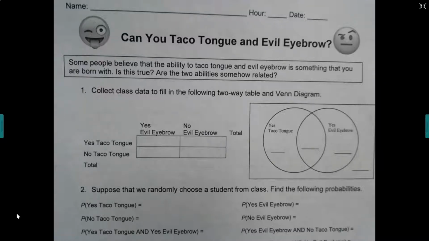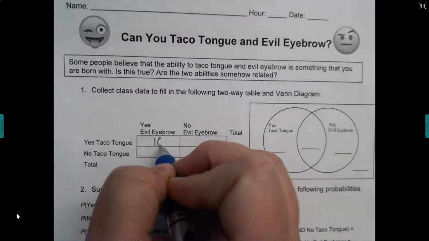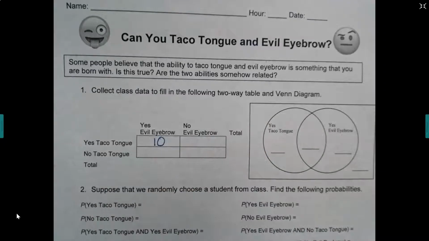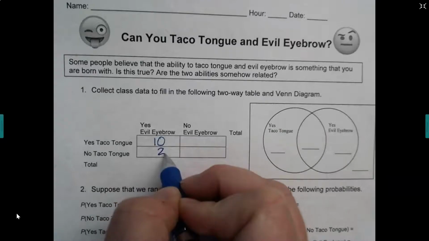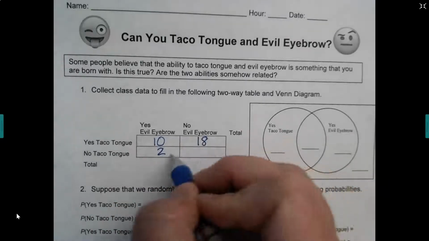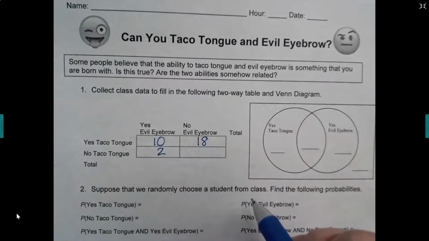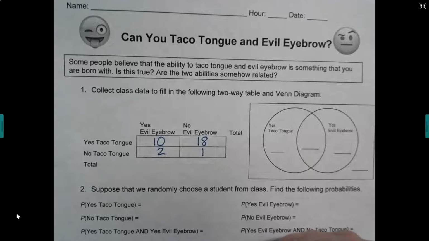We've got 10 people who could do a taco tongue and an evil eyebrow. There were 2 people who could do the evil eyebrow but could not do a taco tongue. There were 18 people who could do a taco tongue but could not do an evil eyebrow. And there was 1 person who was unable to do either of these things.